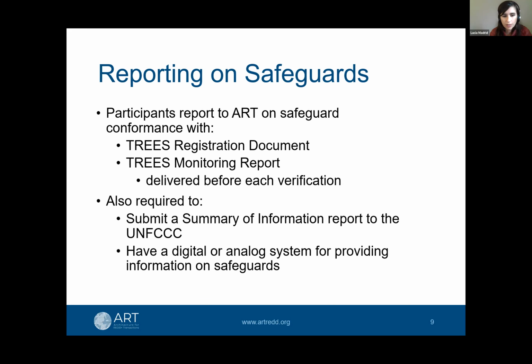Participants report to ART how they are complying with the safeguards through the registration documents and the monitoring report they deliver before each verification. Participants are also required to submit a summary of information report to the UNFCCC and to have a system for reporting information on safeguards. This system may be a sophisticated online digital system, or it may be a simpler analog system where information is shared to a central place in order to assess and develop reporting.